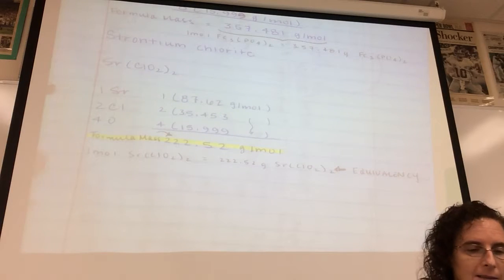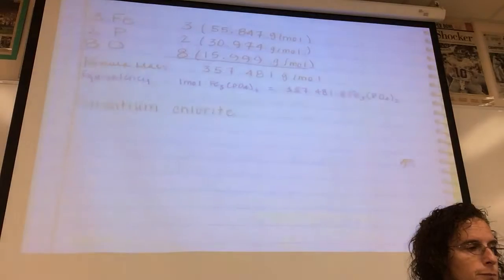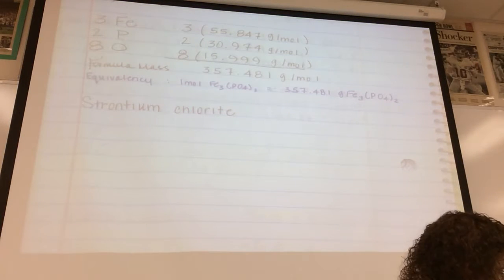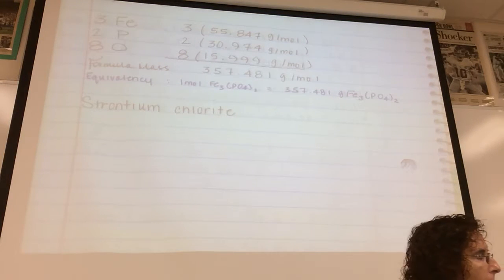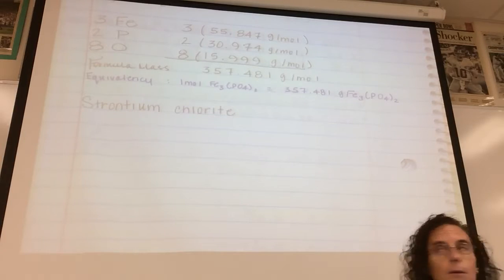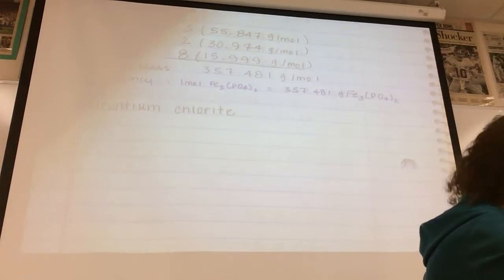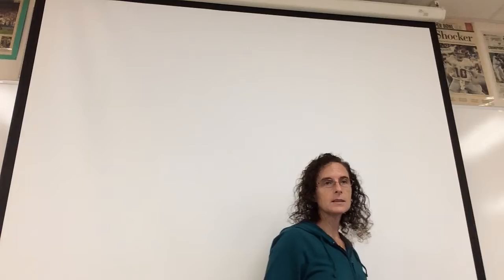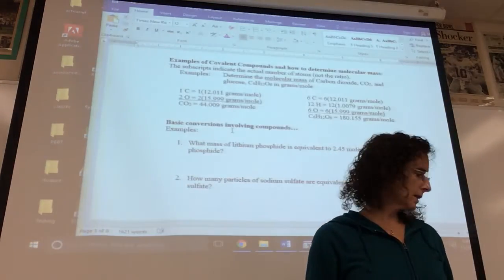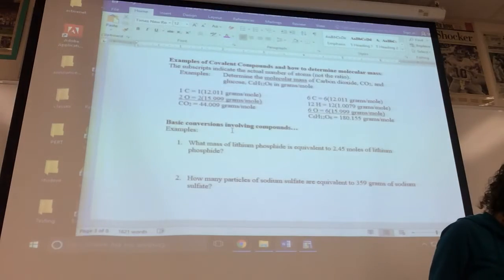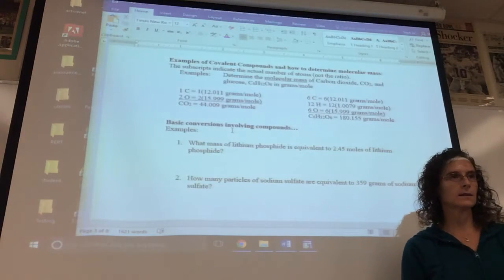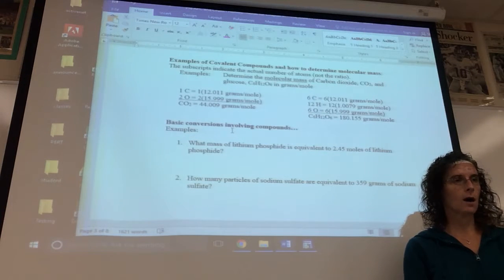All right, so that's how you calculate formula mass, and formula mass is for an ionic compound. And we're going to calculate molecular mass now, which is done exactly the same way. The only thing is, molecular mass is for a covalent compound. Covalent compounds make up molecules.